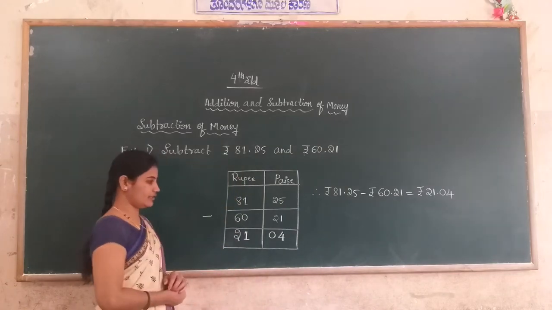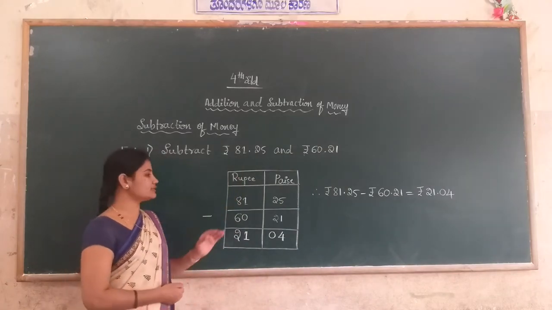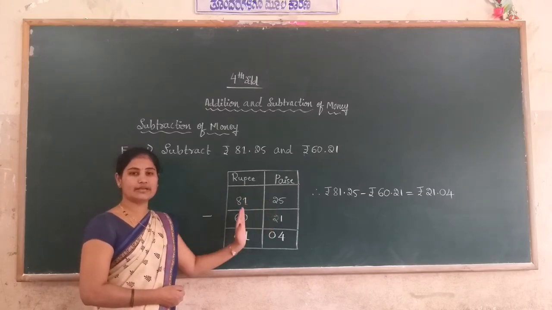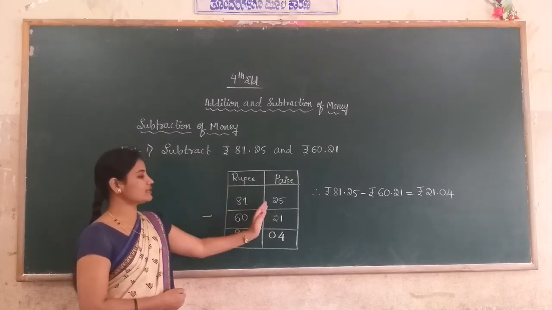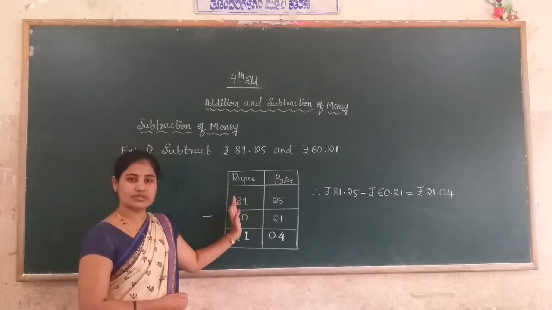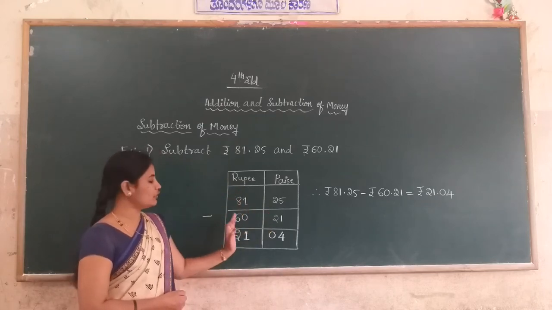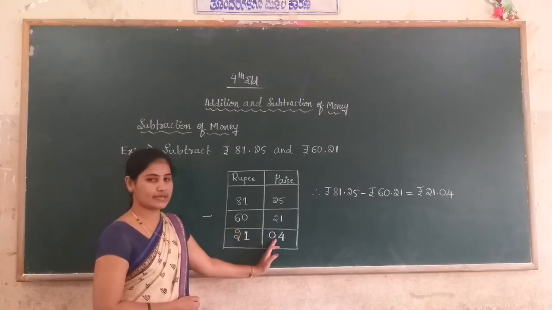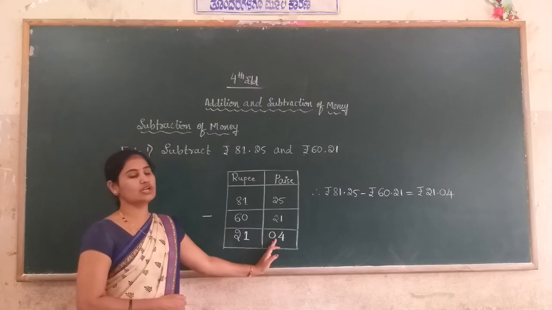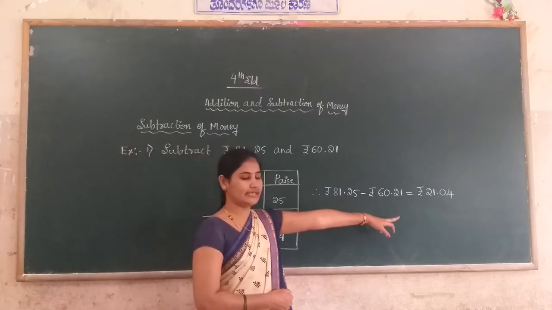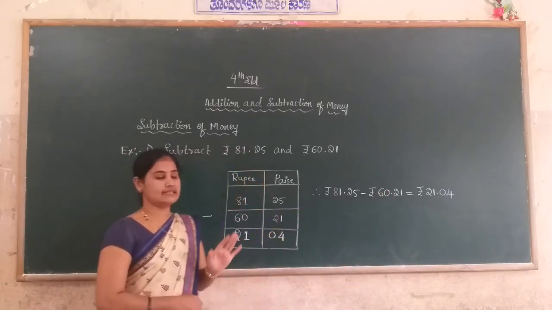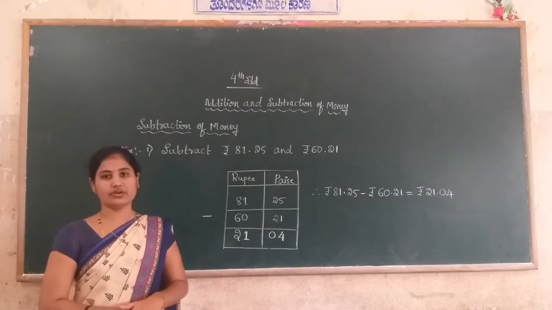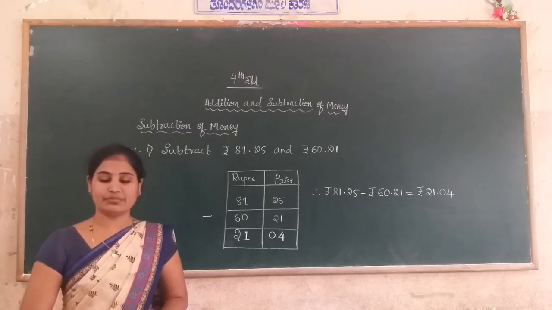Money. Okay, did you understand, students? First you write two columns, first the paise column and the rupee column. You do the subtraction of paise from the paise and the subtraction of rupee from the rupee. You will get the answer 21 rupee 4 paise. This is the method of the subtraction of money. Okay. I take one more example.